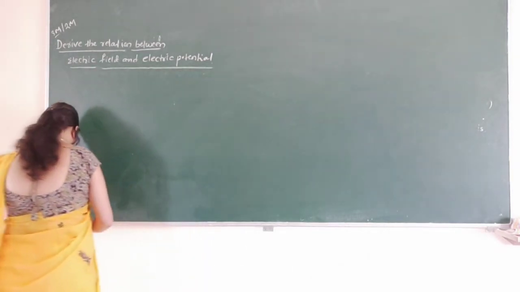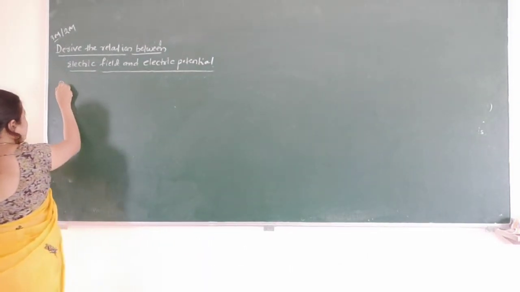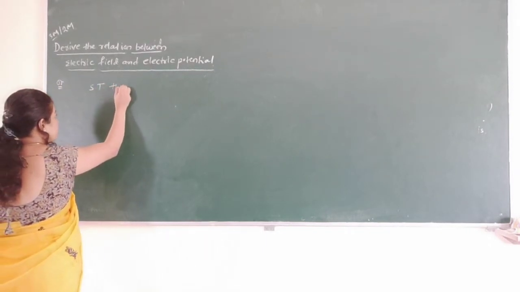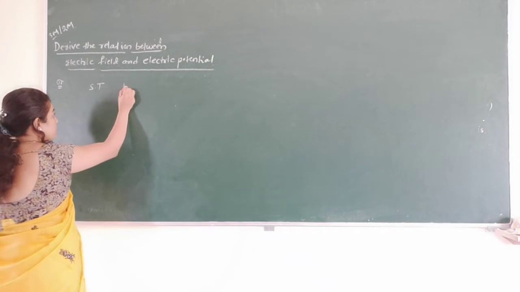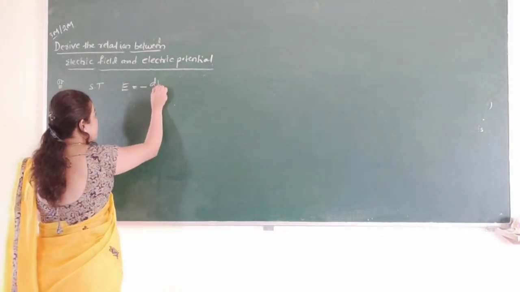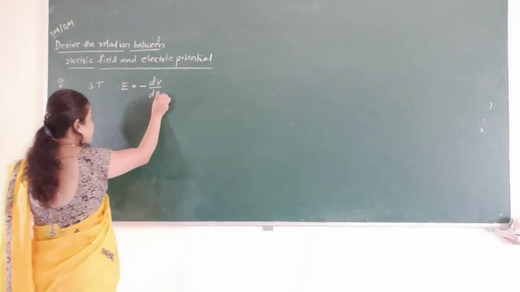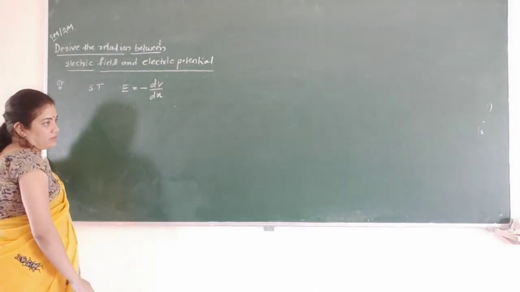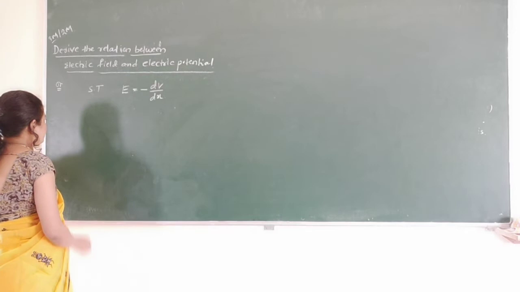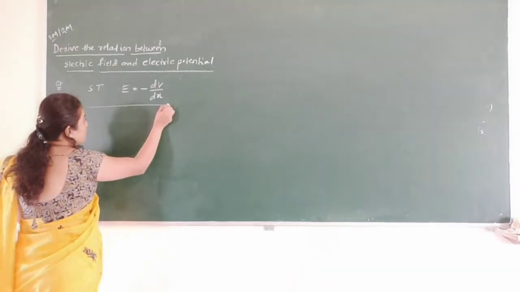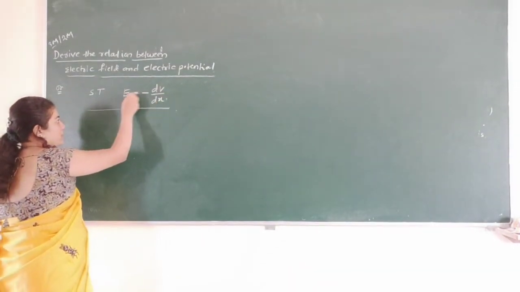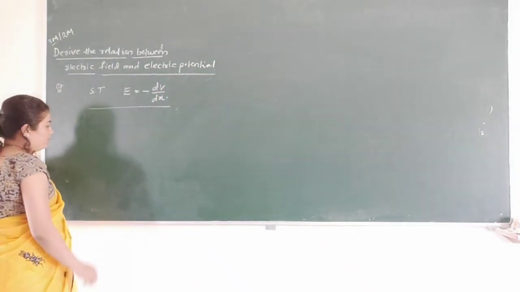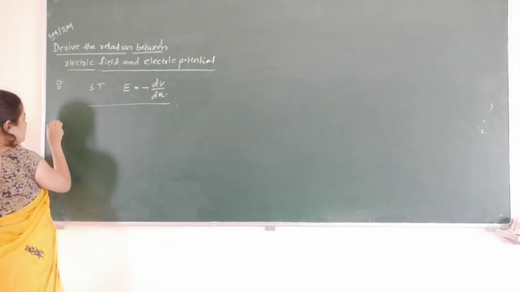Or the same question they may ask like this: show that E is equal to minus dV by dx. Or derive E equal to minus dV by dx. They may ask. Okay. Means we got to know that E is equal to minus dV by dx. Fine. So derivation.